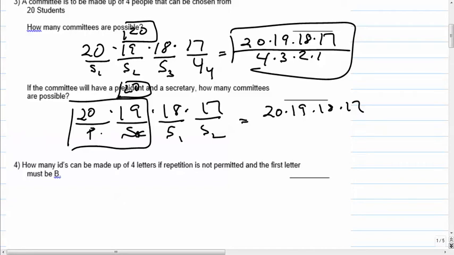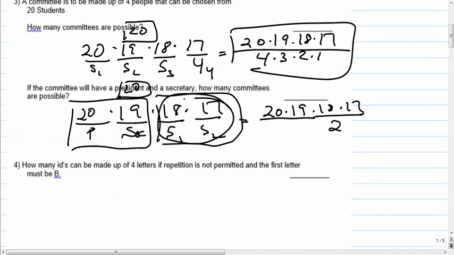So for the first 2, there is order associated with it, but for the second 2, student 1, student 2, I don't care. So for the second 2, I'm going to have to divide out by 2 factorial. Okay? So in other words, 20, 19, 18, 17 divided by 2.